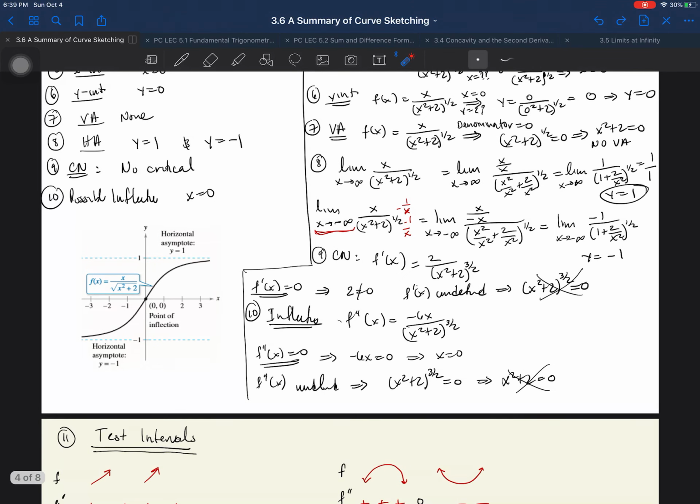What about possible inflection points? Well, that would happen whenever the second derivative is equal to 0 or undefined. So here's the first case.